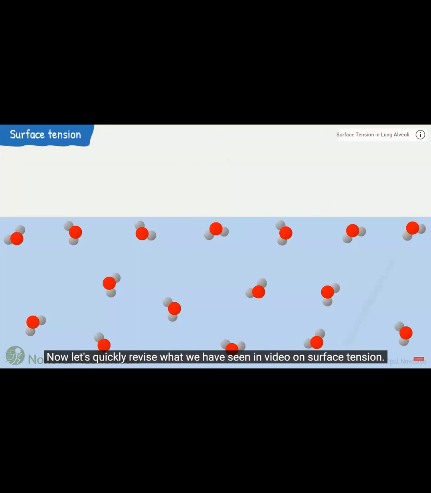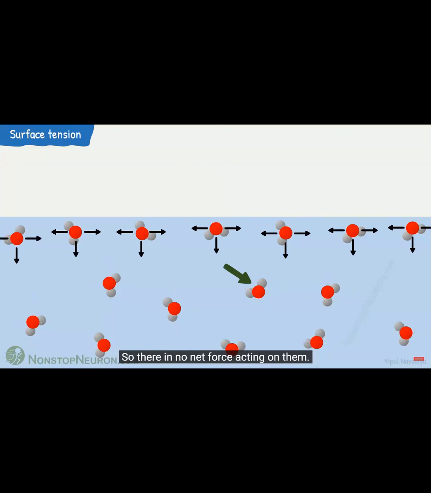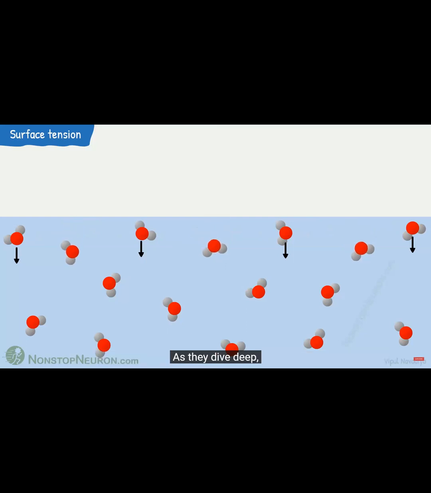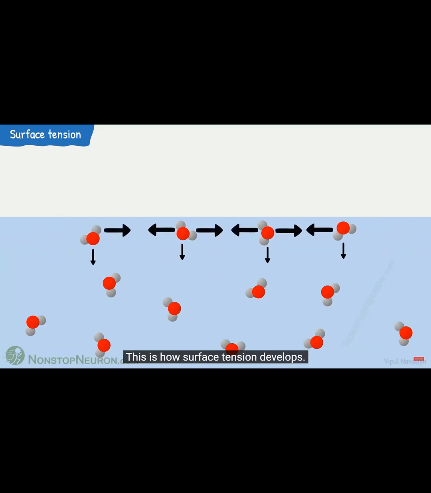Now let's quickly revise what we have seen in the video on surface tension. We saw that water molecules attract each other. Molecules deep inside the bulk are attracted equally in all directions, so there is no net force acting on them. However, water molecules on the surface do not have any other water molecules upward to pull them. So they experience a net pull downwards by water molecules in the bulk. This is how surface tension develops.